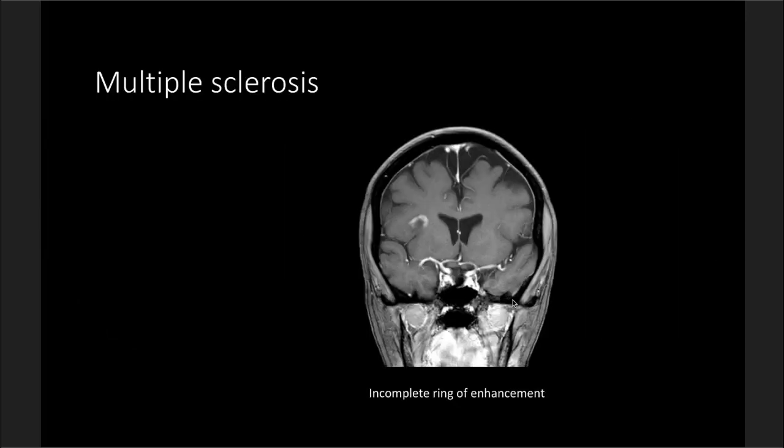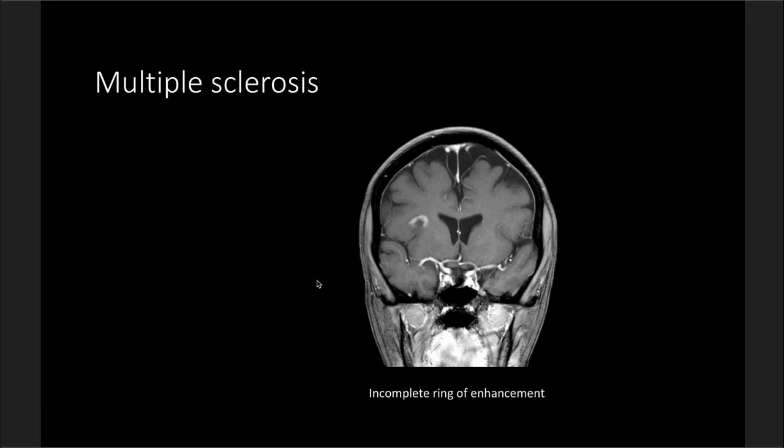Here's a coronal image that gives us another clue. So here's an open ring of enhancement, or a C shape of enhancement. And when we see this open ring of enhancement, we need to think about demyelinating disease, because that's the most likely diagnosis. And this patient had confirmed multiple sclerosis.